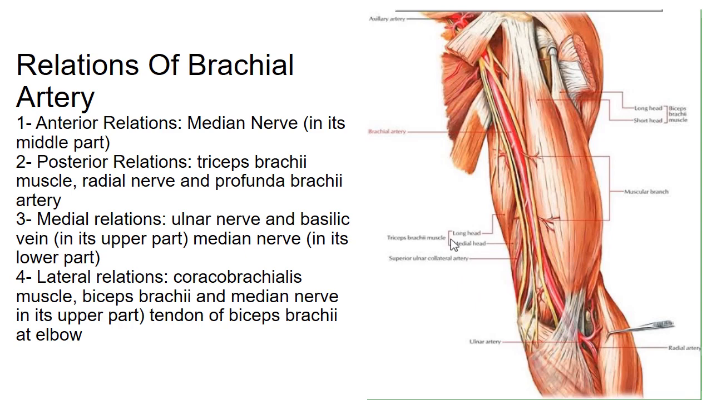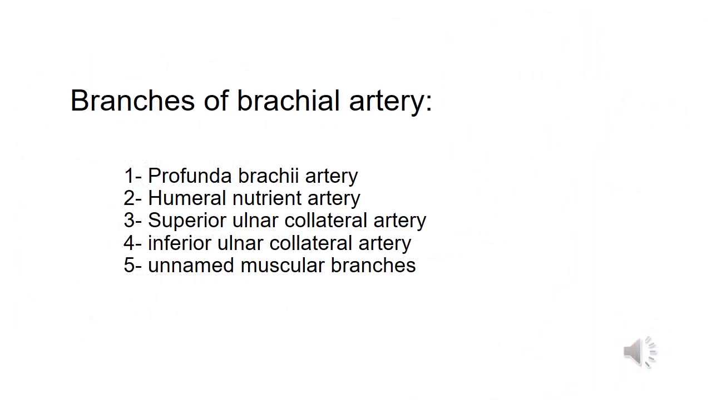Now let us talk about the branches of the brachial artery. The brachial artery has 5 branches in the arm. The first one is profunda brachii artery. Second one is humeral nutrient artery. Third one is superior ulnar collateral artery. Then comes inferior ulnar collateral artery. And the last, unnamed muscular branches to the muscles of the arm. Let us talk about these branches one by one.